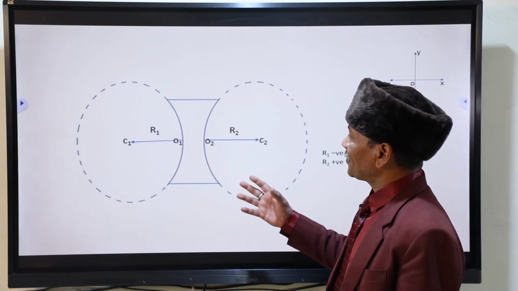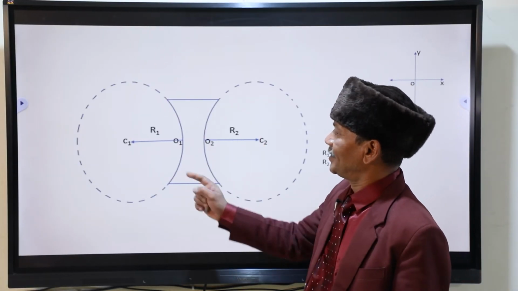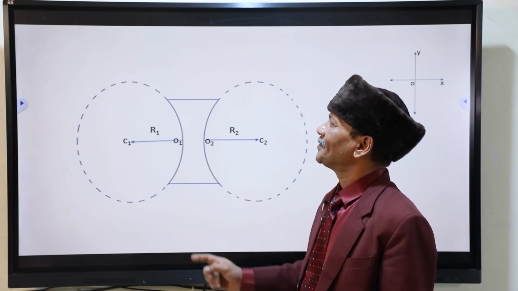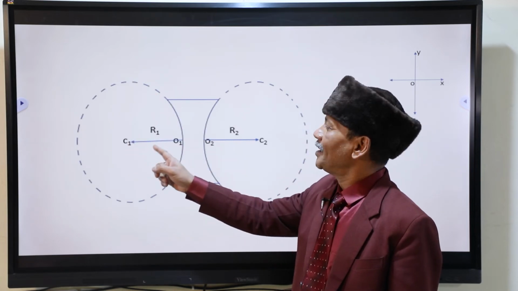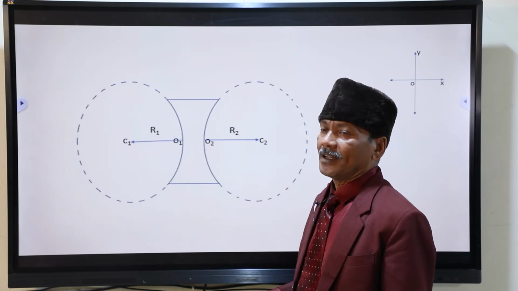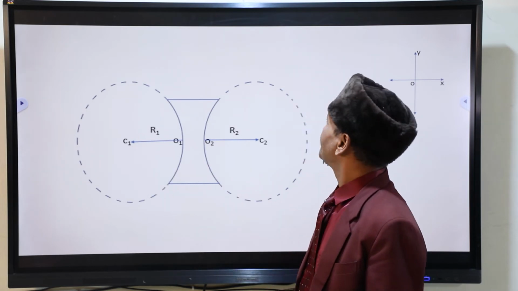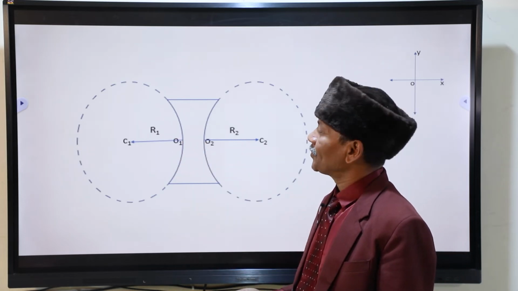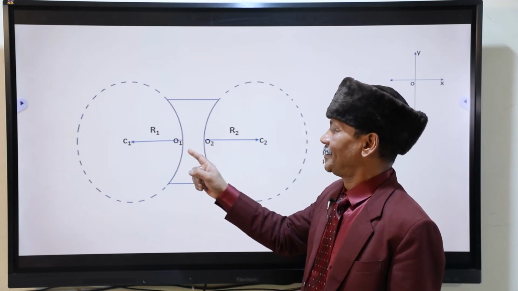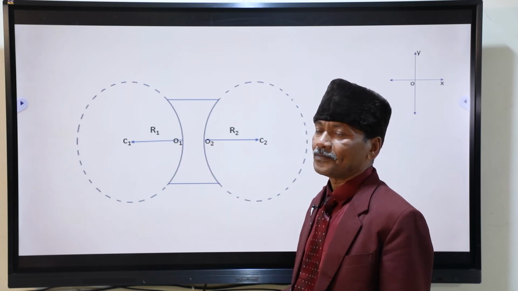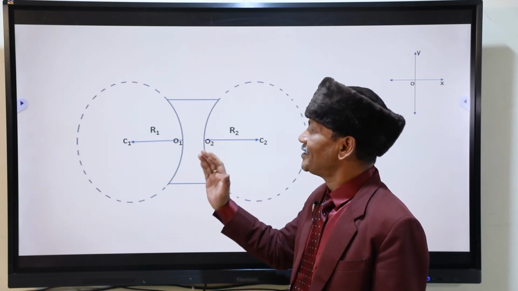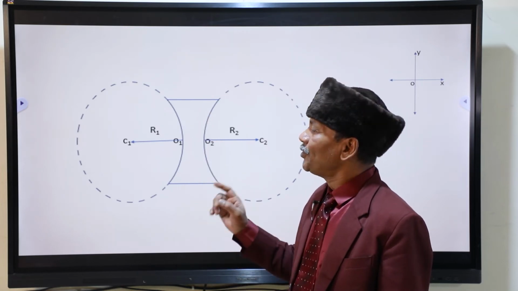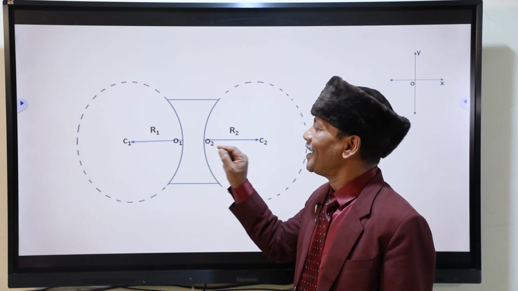Now come to this biconcave lens. You can see here, for the first face, this is the pole. Its center of curvature is this one. This is the radius of curvature. This is towards the left, and that is negative. So the radius of curvature of the first face is negative. If the radius of curvature of the first face is 10 centimeter, then you have to write R1 is equal to minus 10.